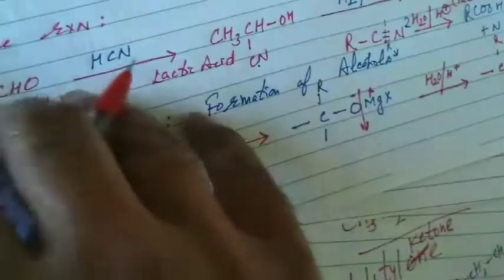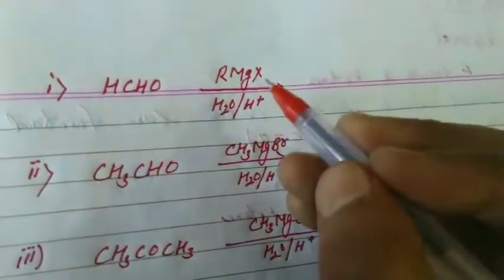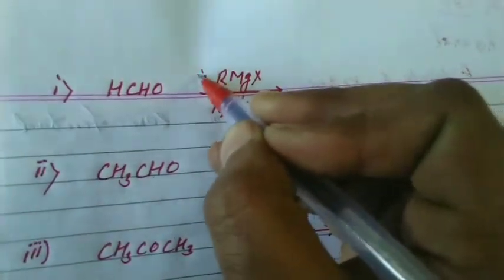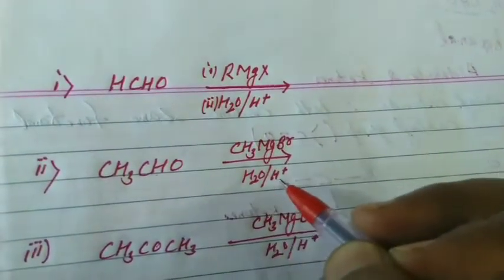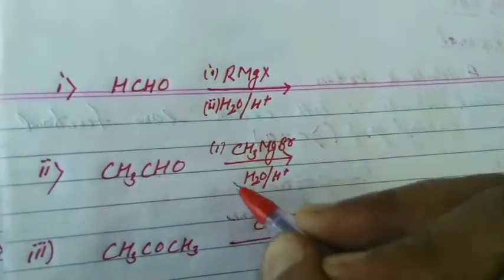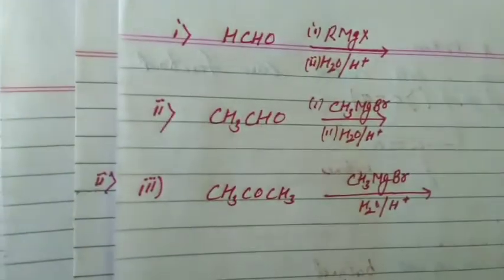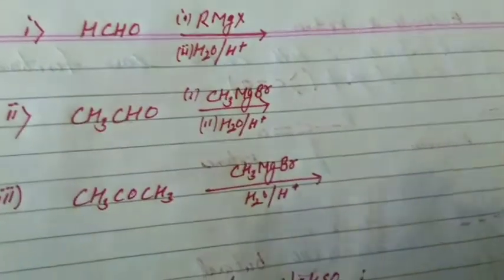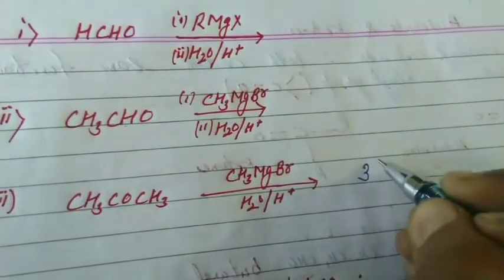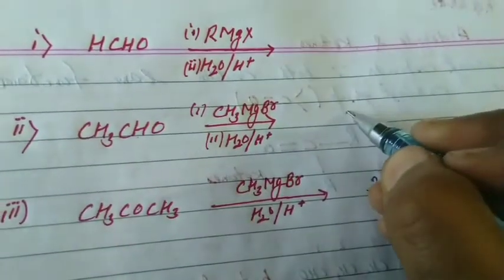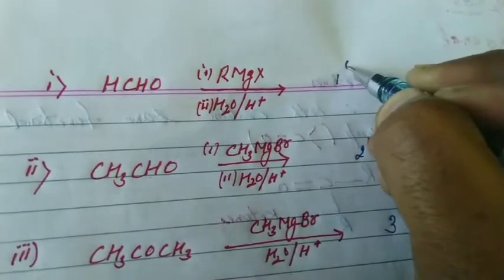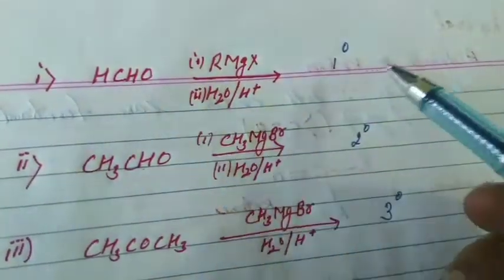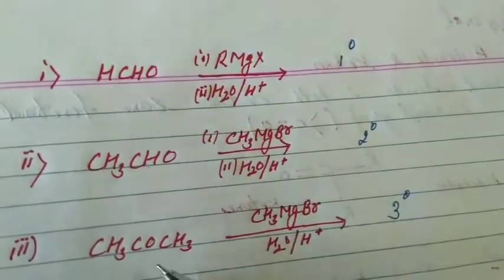In the same way, please try to complete these reactions. Formaldehyde with Grignard's reagent, and second step, water hydrolysis. That is the first step, and that's the second step. Acetaldehyde with Grignard's reagent, water complete hydrolysis. First step and then second step. When we treat, students, acetone with Grignard's reagent, we get 3-degree alcohol. If we treat acetaldehyde with Grignard's reagent, we get 2-degree alcohol. If we treat formaldehyde with Grignard's reagent, we get 1-degree alcohol. Again conversions: convert formaldehyde to primary alcohol, acetaldehyde to secondary, acetone to tertiary.